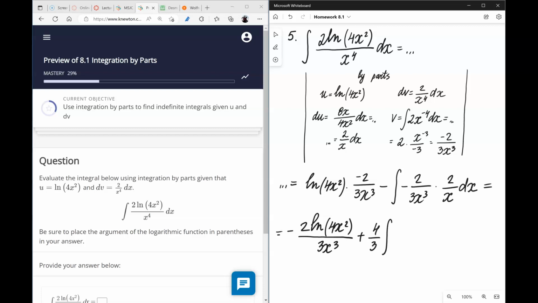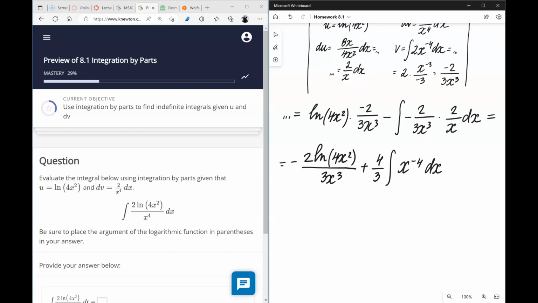And now we have x to the power 4 in the denominator, so it's just x to the power -4. And again, sometimes it makes sense to just hit pause here and do this integral separately, maybe even on a different piece of paper, and then unpause your solution and write the answer. But in this case, this integral is simple enough that we can just continue writing out the solution.